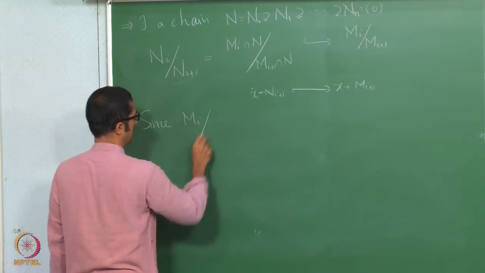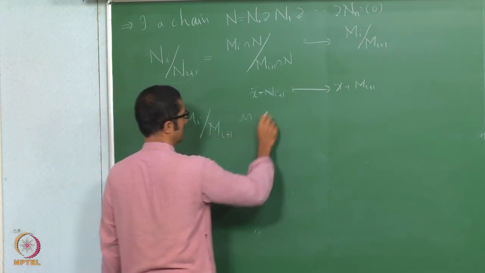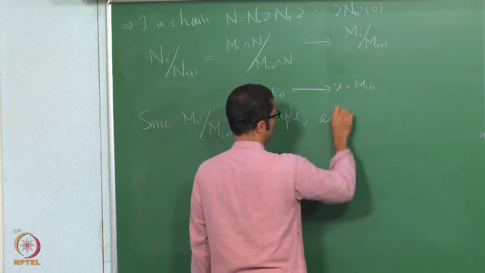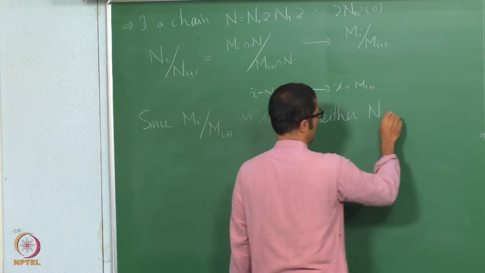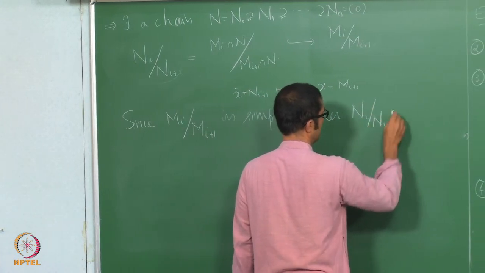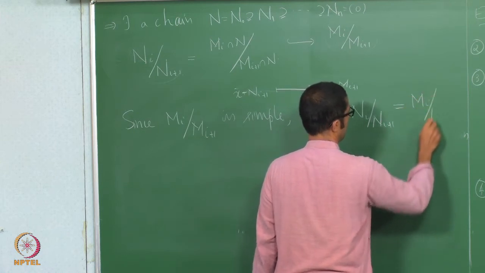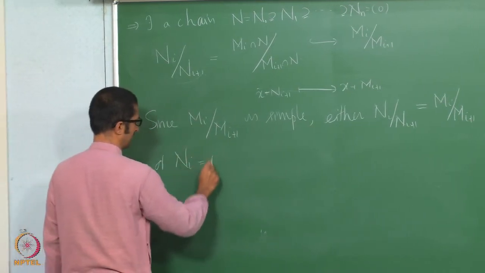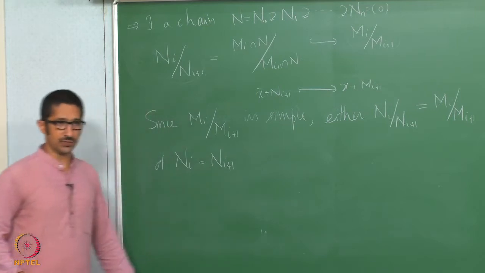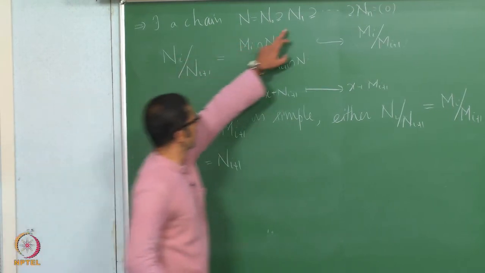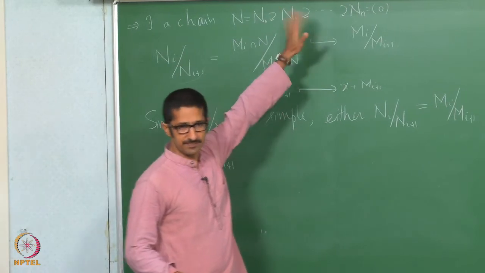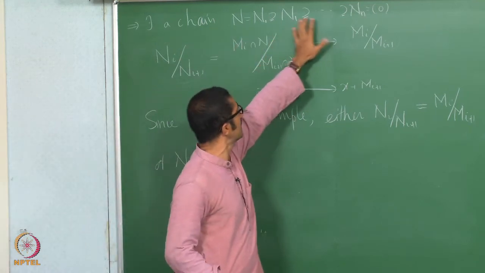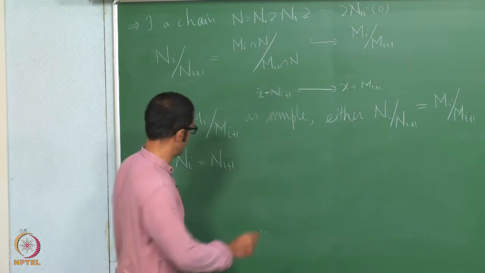Since Mi mod Mi plus 1 is simple, either Ni mod Ni plus 1 is equal to Mi mod Mi plus 1, or Ni is equal to Ni plus 1. So if Ni is equal to Ni plus 1, I just remove it. Okay. So by deleting the corresponding repeated terms, what I get is a composition series.